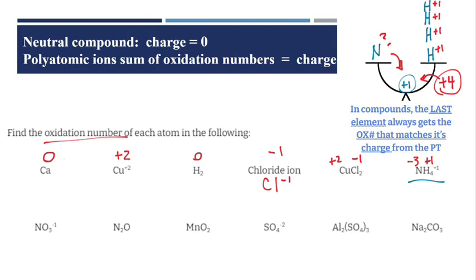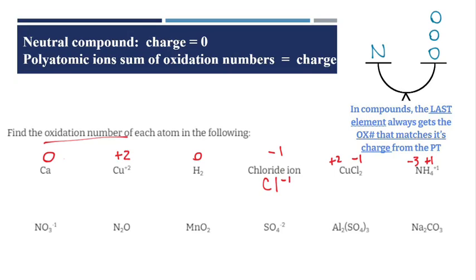So if that nitrogen is a -3 for its oxidation number, that -3 plus 4 +1s will add up to +1. Now, that's not a big surprise because according to the periodic table, nitrogen does want to be a -3. But that's not always going to be the case. Remember, it's only that last element that gets whatever it wants. Sometimes that first element is going to have to make do with some charges that it doesn't really like. And we're about to see that actually in this next example, NO3.